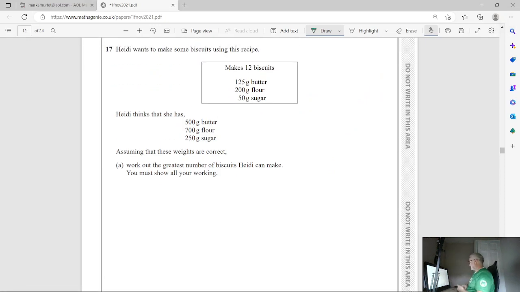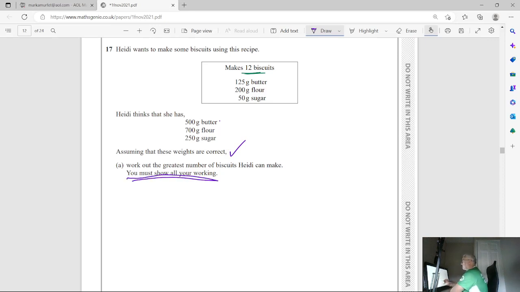Brilliant. Right, question 17. So halfway through the paper, just over. Heidi wants to make some biscuits using this recipe. We're aware that it makes 12 biscuits: 125 grams of butter, flour and sugar, 250 respectively. Heidi thinks she has 500 grams of butter, 700 grams of flour, 250 grams of sugar. Assuming that these weights are correct, work out the greatest number of biscuits Heidi can make. You must show all your workings.